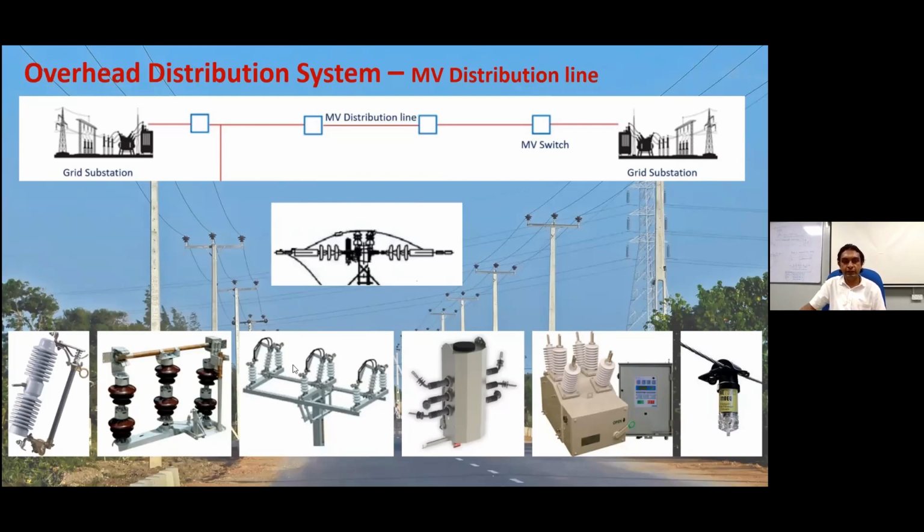Then here again is another switch we can see in the network. It's called an air break switch. Actually, it's a switch, not like an isolator. We can operate this in on-load condition.